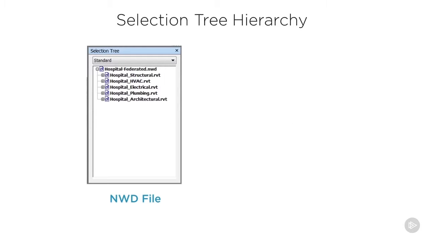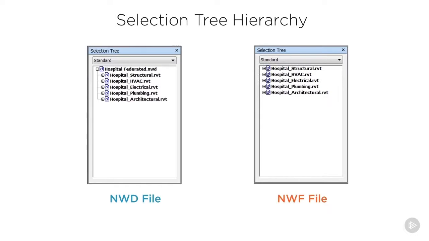So for example, this is the hierarchy of NWD file. We can see the name of the NWD file at the top and all the Revit files that were used to create that. And this is the hierarchy of NWF file. You would notice that there's no file name at the top.